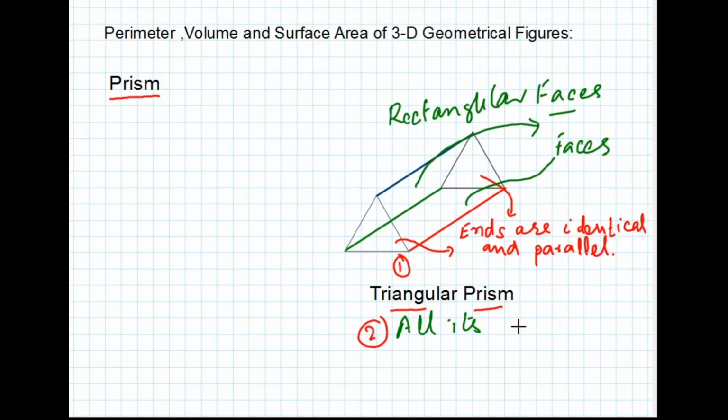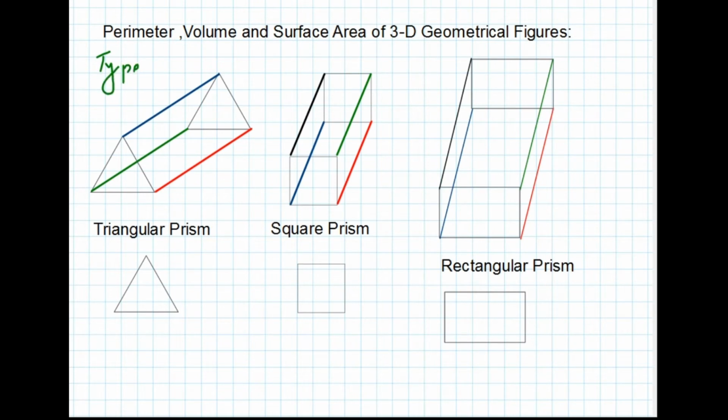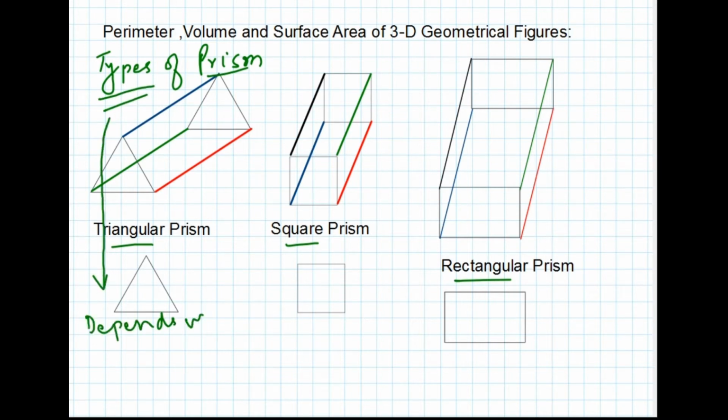So all its side faces should be rectangles. There are many types of prism: triangular prism, square prism, rectangular prism, etc. The type of prism depends upon the type of its base, or we can say the ends of the prism.